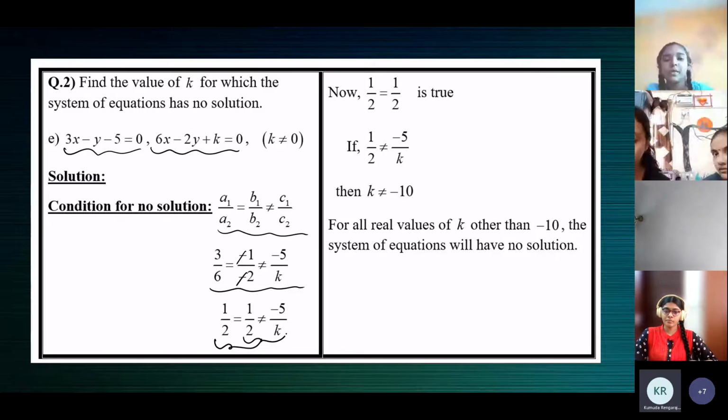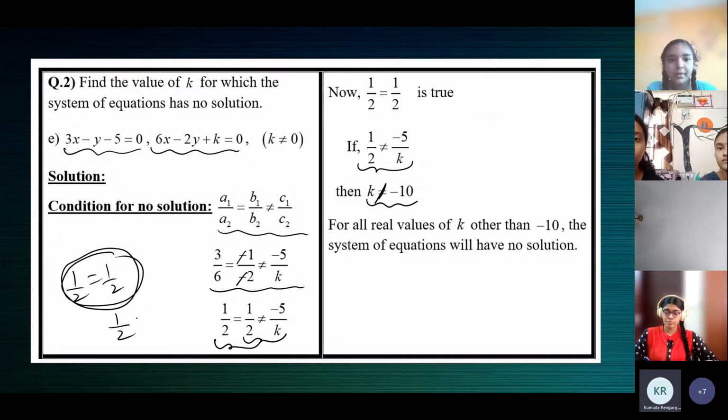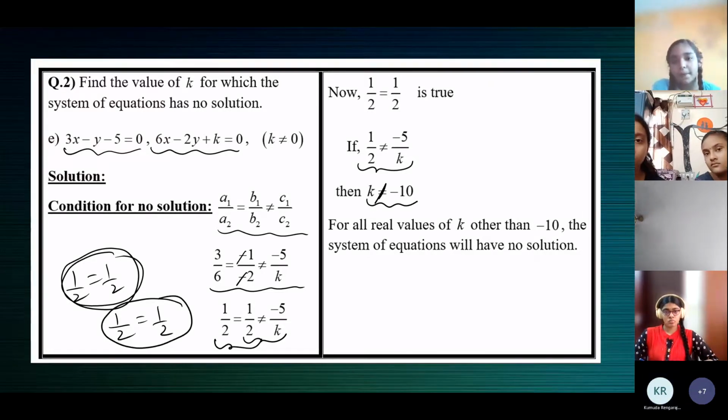Now when you work this one, half is not equal to minus 5 by k, you get k should not be equal to minus 10. Half is equal to half is already true. No value of k can disturb this, because there is no k factor in it. Whatever the value of k, this will remain half is equal to half. This is not disturbed.